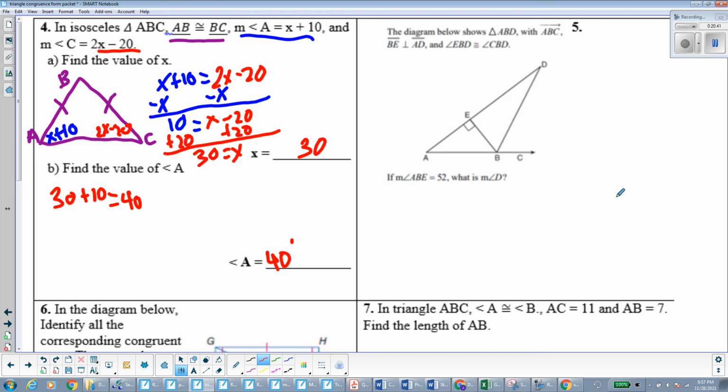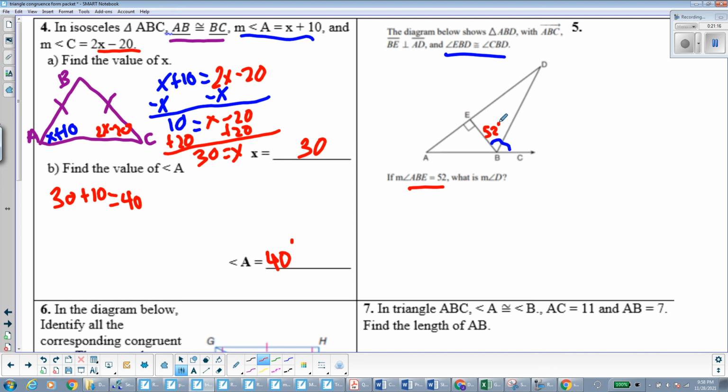So it says the diagram below shows triangle ABD. BE is perpendicular to AD, and I see that they already drew a right angle in for us, which was very nice. And they also tell us that angle EBD, so EBD right over here, is congruent to angle CBD. So CBD is the angle here that's outside the triangle. They tell us that angle ABE is 52 degrees, so I'm going to mark that as 52 degrees.